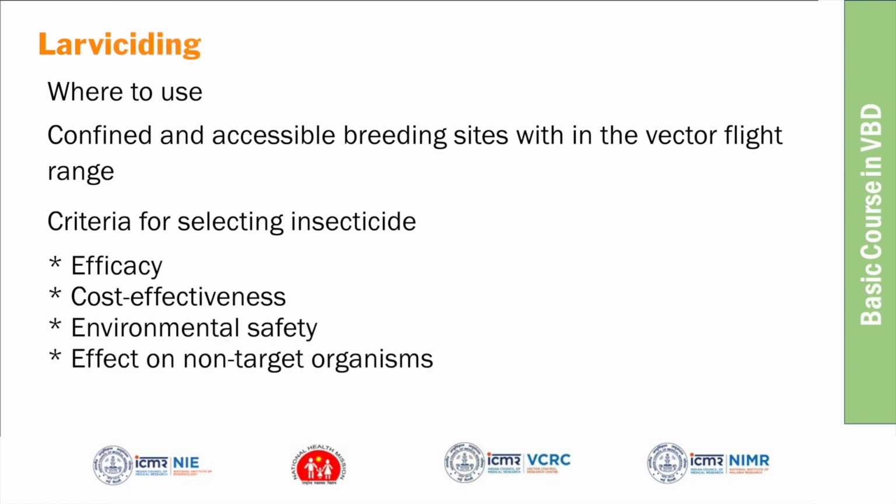Coming to the other commonly used vector control option, larviciding. Where to use larviciding? When you have confined and accessible breeding sites within the vector flight range. The criteria for selecting the insecticide: first efficacy, then the cost effectiveness of the insecticide and its application, then environmental safety, because you will be applying it in the larval habitat. So consider the effect on non-target organisms that cohabit with the mosquito larvae.